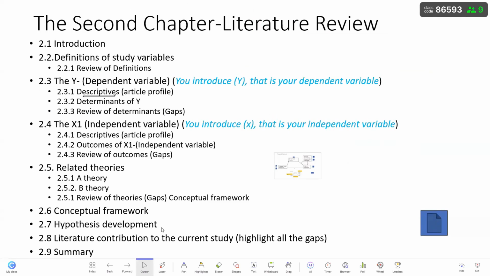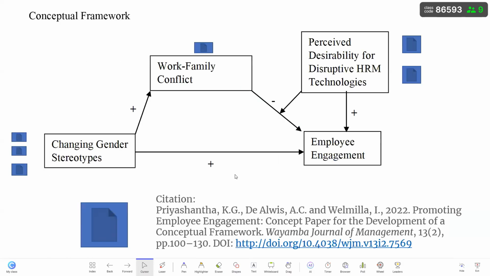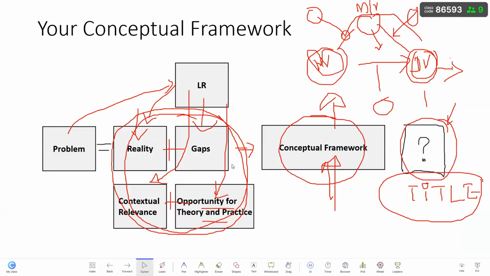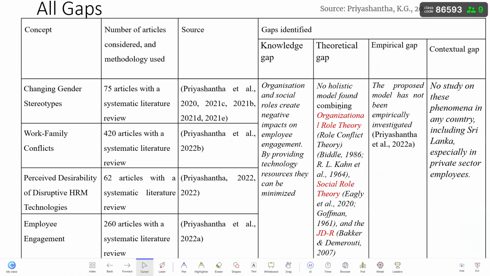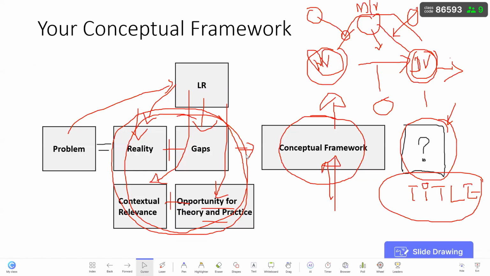Then hypotheses, if it is a quantitative study, can be developed using the same citations or references. And ultimately, you can provide the literature contribution to your current study. In that, you can highlight all these gaps, draw this particular table, and explain it in detail, showing how your research study fills all the gaps identified. So that's your literature contribution, right?